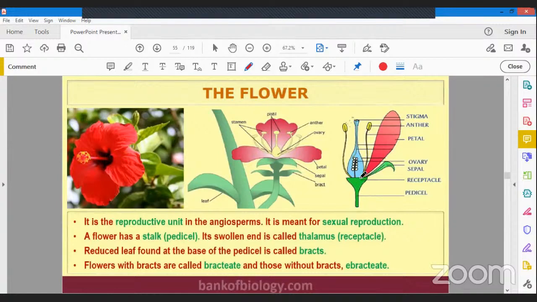So it has a swollen end, the tip is swollen, and that is called the thalamus, on which you will find all the floral parts. A reduced leaf found at the base of the pedicel is called a bract. So near the stalk there is a bract, look, here the bract. Flowers with bracts are called bracteate, and flowers without bracts are called ebracteate. Look, take it down.